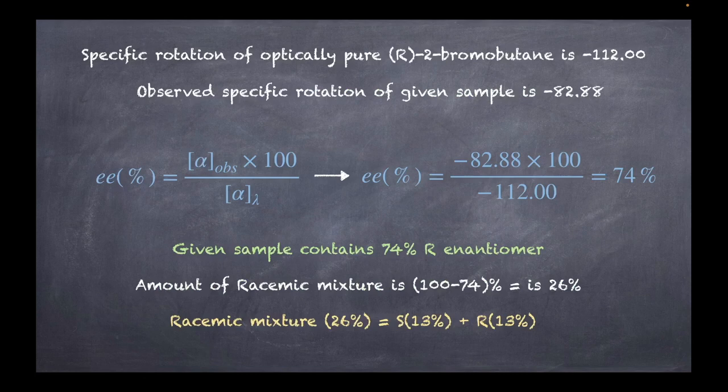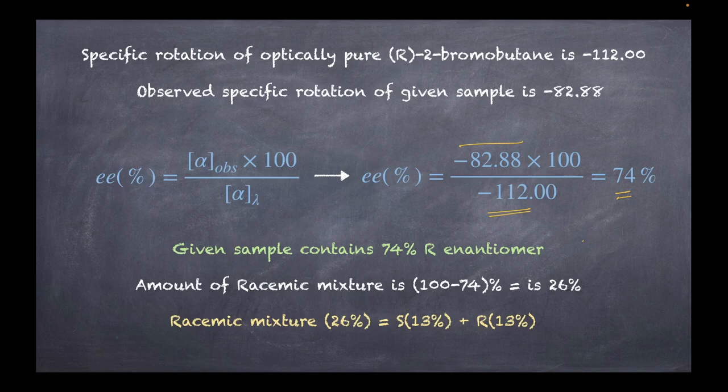So the observed rotation is minus 82.88, and the specific rotation of pure R enantiomer is minus 112.0. So the enantiomeric excess will be just 74%. That means in our given solution of 2-bromobutane, 74% R enantiomer is present. Now the rest, 100 minus 74, which is 26%, is in the racemic mixture.